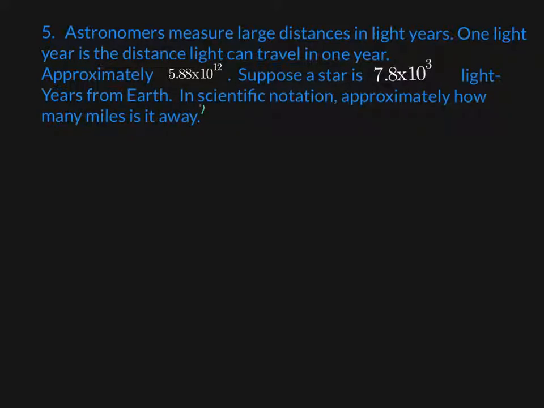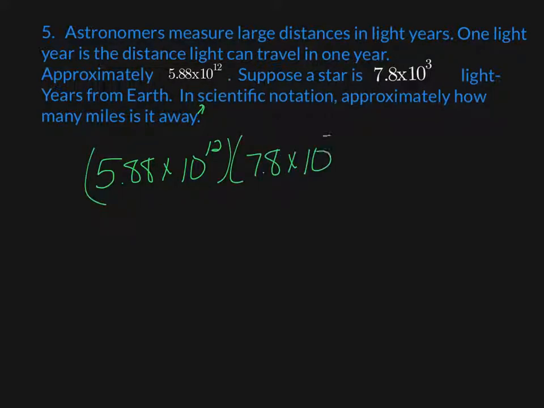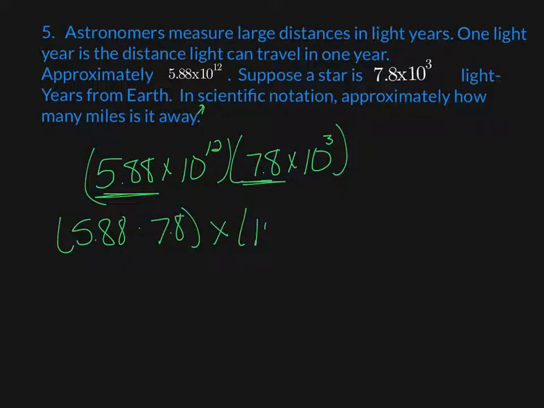Okay. All right, so what we're going to do is, because it's in light years and we want to know what in miles, we have to multiply the two numbers. So again, multiplication, you're going to group. So I'm going to take this number and I'm going to multiply that number. So we have 5.88 times 7.8. Okay, and then I'm going to take my tens and I'm going to multiply those two together.